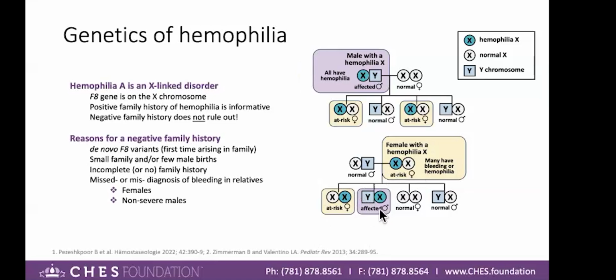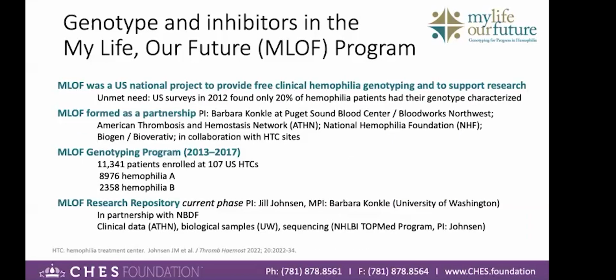It was a partnership. Barb Konkle was the PI. I was in the back room in the lab at that point. I'm now in the front room. But that was my job, to be in the back. And it was a partnership of Athen and NHF. And then it was funded by Biogen and then Bioverativ. And it was a massive partnership with the HTCs. We had 107 HTCs by the end. So it was a huge accomplishment to do a genotyping program like that.